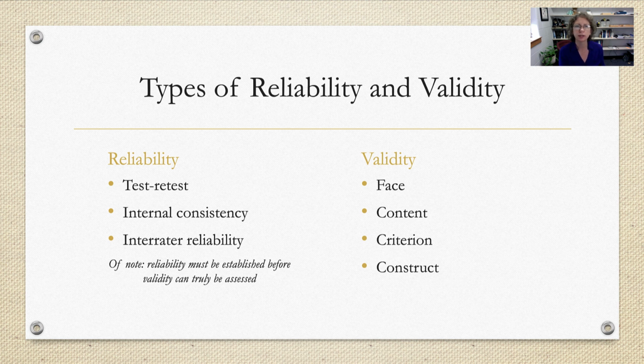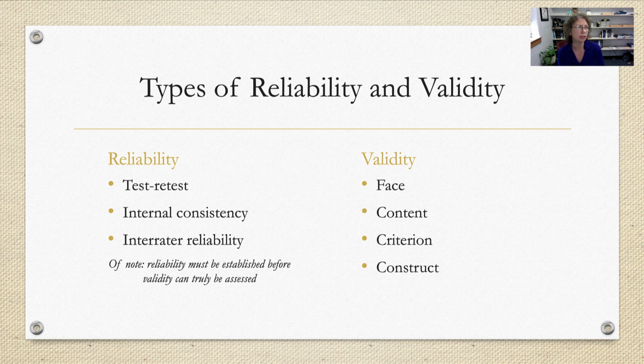The other way we look at the quality of a measure is through validity. And validity is the extent to which the scores from that measurement represent the construct that it's supposed to. Does it measure what it intends to measure? And the different types of validity that we talk about are face, content, criterion, and construct. Face validity is the easiest one. The way you can remember it is on the face of it, or just looking at it, does it seem to be what it says it is?